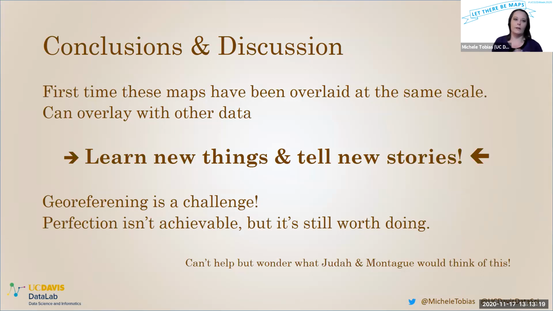So, conclusions about what we learned. This is the first time this particular set of maps has ever been overlaid at the same time. They may have at one point been in the same room together back in the 1800s, but this is the first time that all these maps at different scales have come together in one spot where we can actually compare them and see them together. And this allows us to tell new things and new stories.